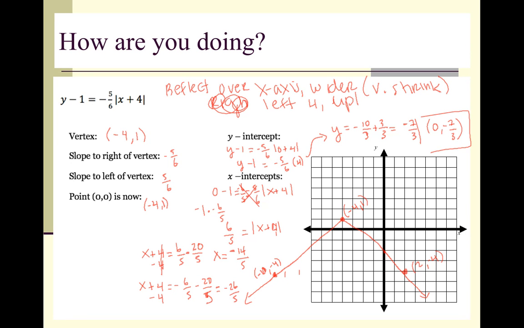So my two x-intercepts are going to be negative 14/5, 0, and negative 26/5, 0. Fractions, my friends, not decimals. So if you're feeling good about this, maybe think through some characteristics.